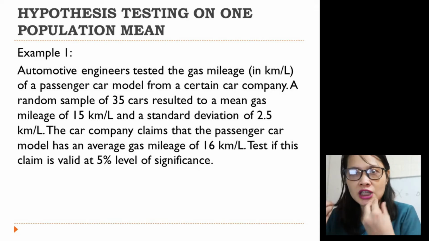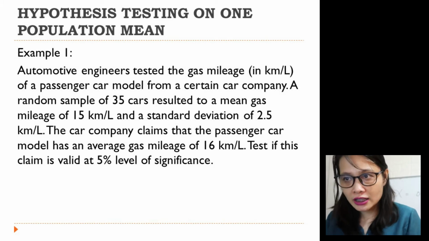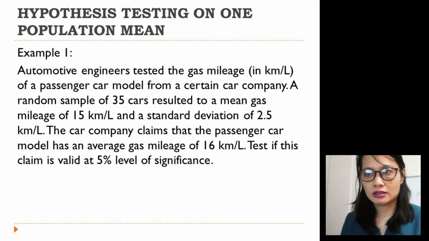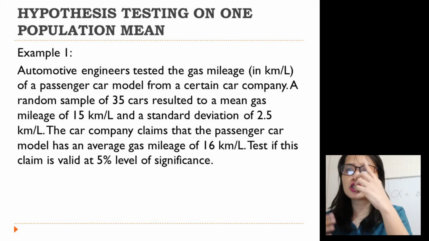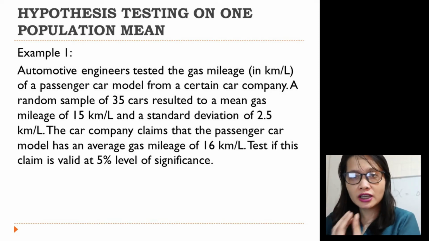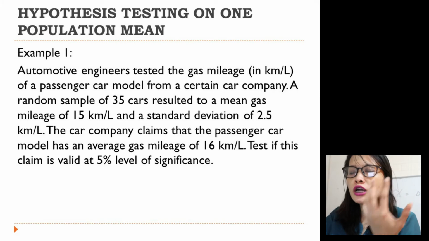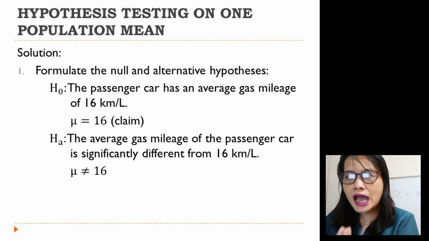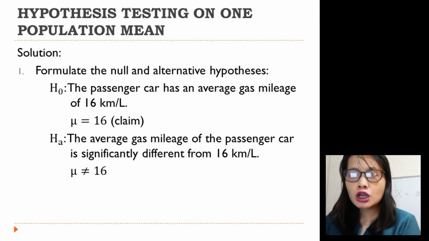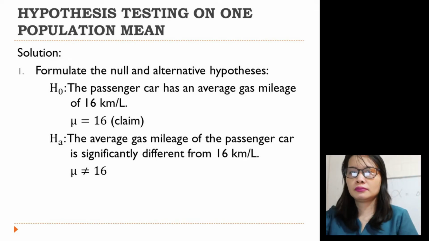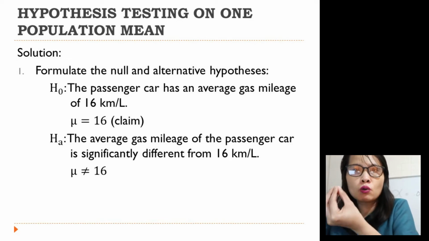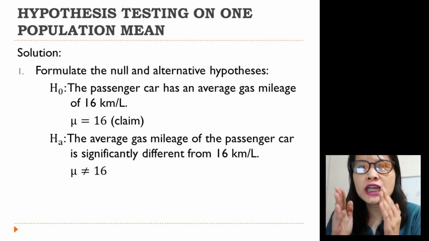So in here, ano ba sabi nung company? The company claims that the passenger car model has an average of what? They claim that the average gas mileage is 16. So therefore, your null hypothesis will be the passenger car has an average gas mileage of 16 kilometers per liter. To rewrite that in symbols, mu equals 16. Yun yung claim.